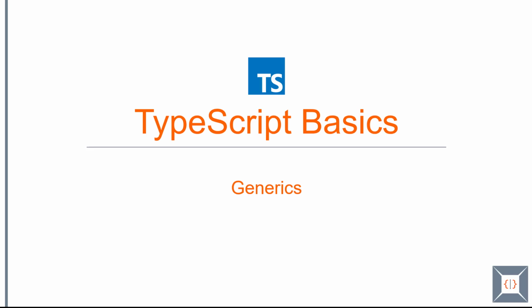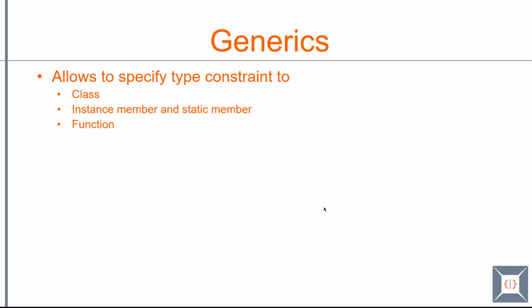In this part, we are going to look at generics. Generics basically allows you to specify type constraints. You can specify type constraints to a class or to instance members or static members. You can also specify type constraints to functions.